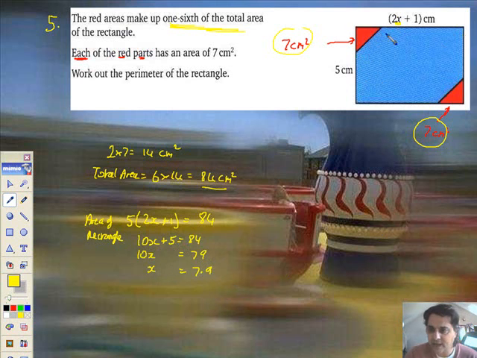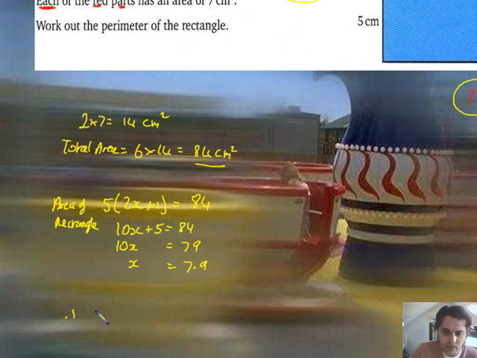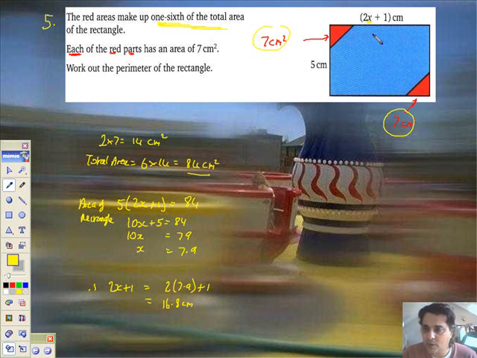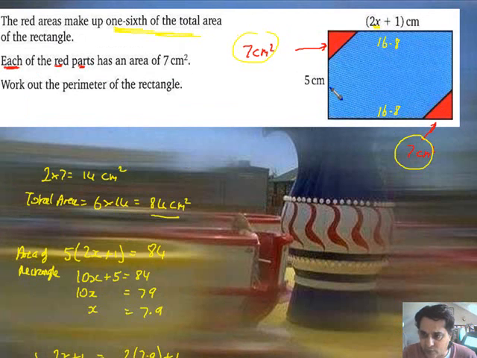So what is the length of this part? Therefore 2x plus 1 is, what do we got here? 2 lots of 7.9 plus 1, work it out, 7.9 times 2 plus the 1, I've got 16.8 centimetres. Now the perimeter, well, that's 16.8, that's 16.8, that is 5, and that is 5. Add up this little lot, I've got the perimeter.